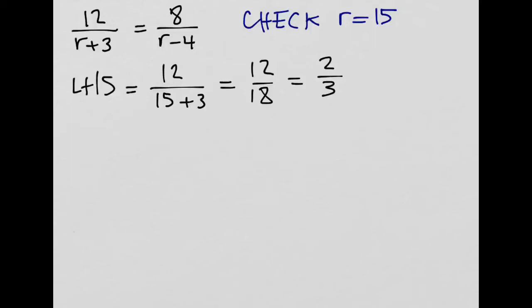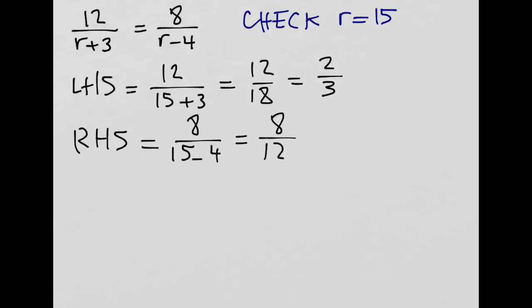If we plug in 15 on the right-hand side, we get 8 over 15 minus 4. That's 8 over 12, which simplifies to 2/3 as well. Since the left-hand side equals the right-hand side, R equals 15 miles per hour is the rate of the boat in still water.